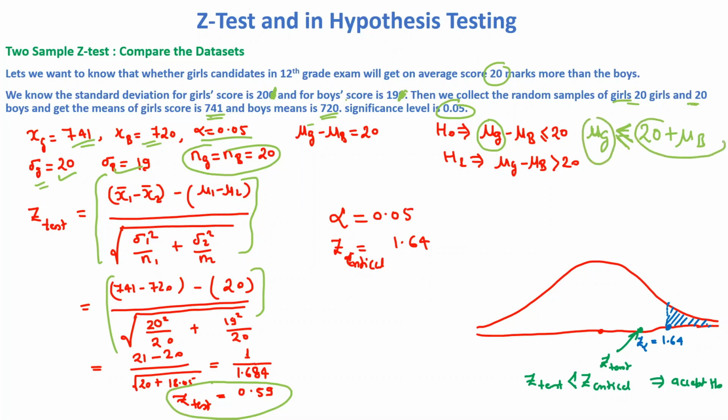It is more than the boys. So we can write this equation in such a way: if we take the difference of the population means of girls and boys, that should be less than or equal to 20, and the alternate should be greater than 20.